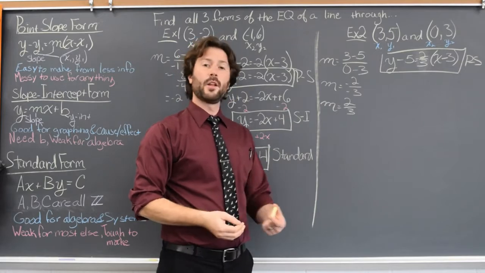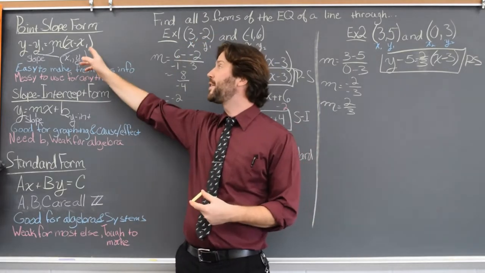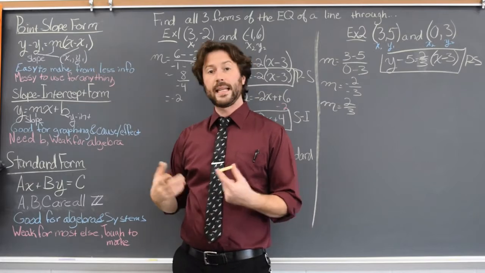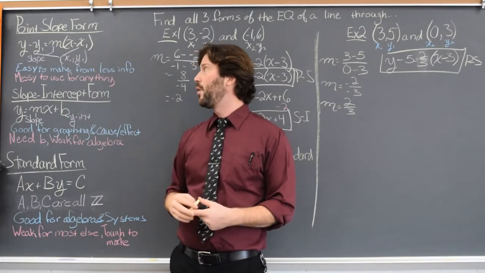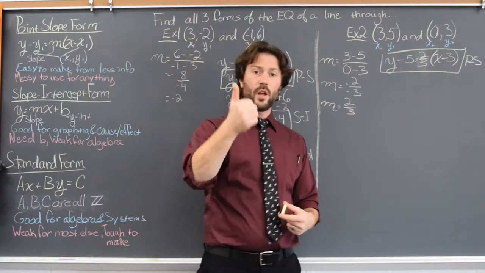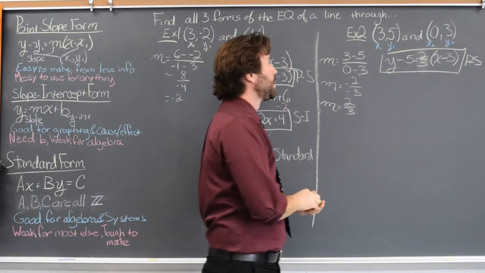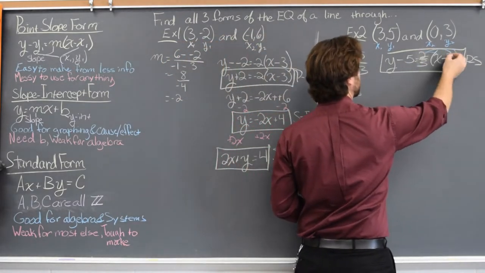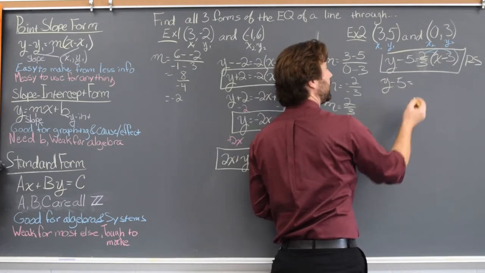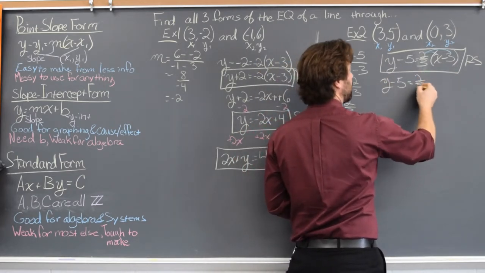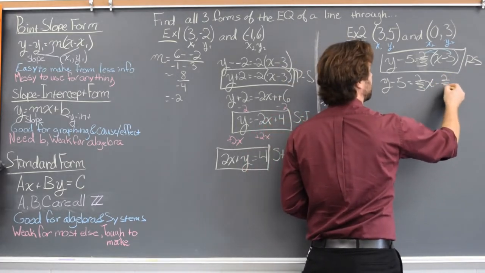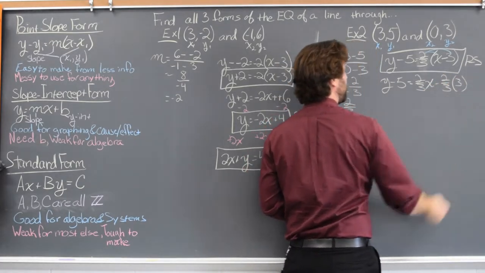Next up, I want to find slope intercept. And again, we said the big differences between point slope and slope intercept is one, the parentheses, I need to get rid of those. So I'll distribute that slope. And the other part is I want to get y by itself. So I'll distribute the slope and I'll isolate y. So I'll start by distributing that 2/3. So I have y minus 5 equals 2/3 times x minus 2/3 times 3.